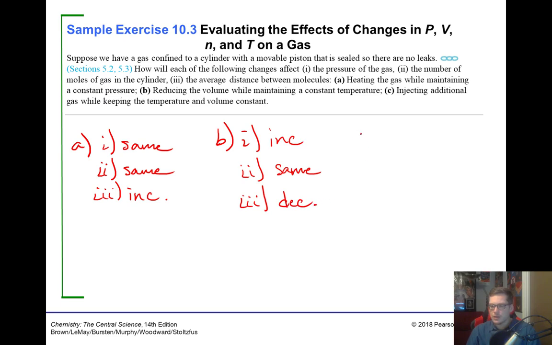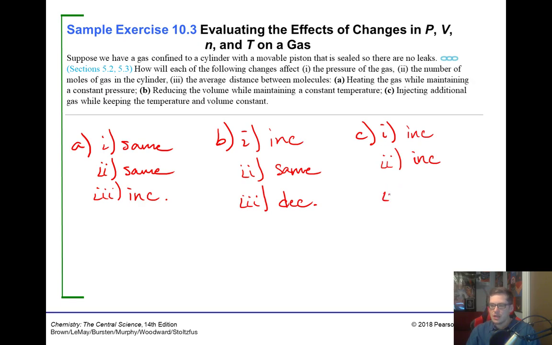All right. Last one here, part C. It says injecting additional gas while keeping the temperature and volume constant. What would have to happen to the pressure? Well, the pressure would have to increase because there's going to be more collisions against the outside of the container. So that would be an increase of pressure. Part 2 says the number of moles of gas in the cylinder. Well, that's going to increase, right? If we're adding more gas molecules, the number of moles has to increase.